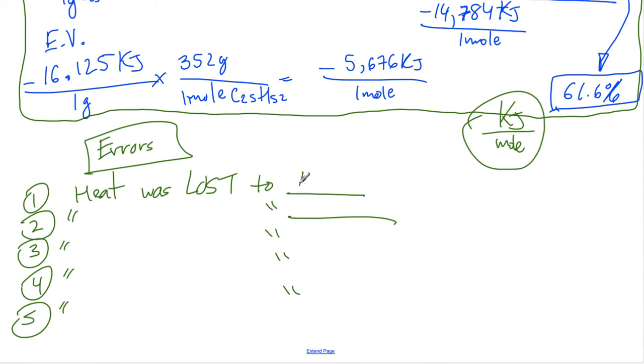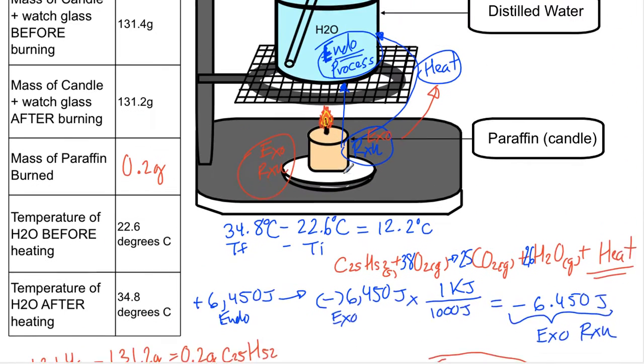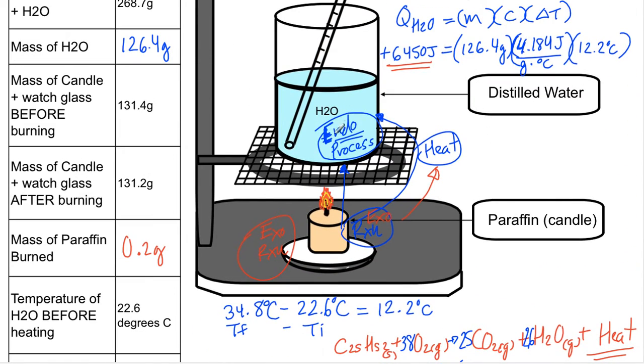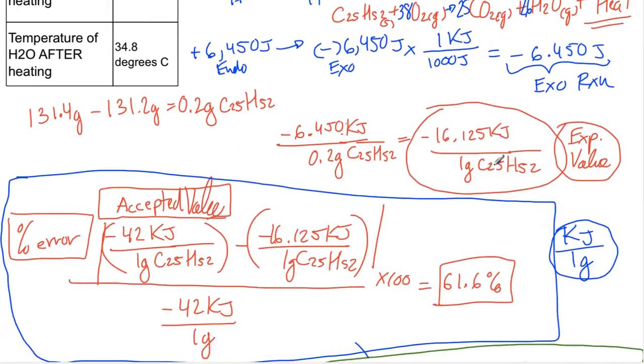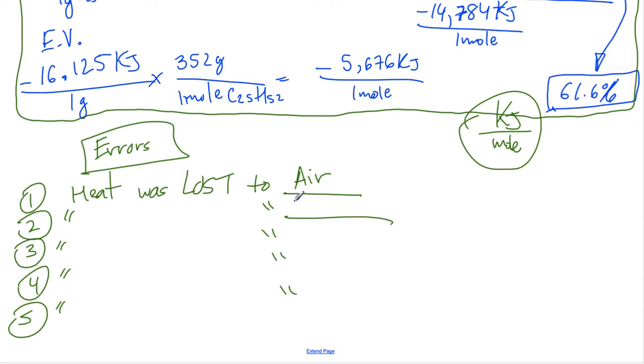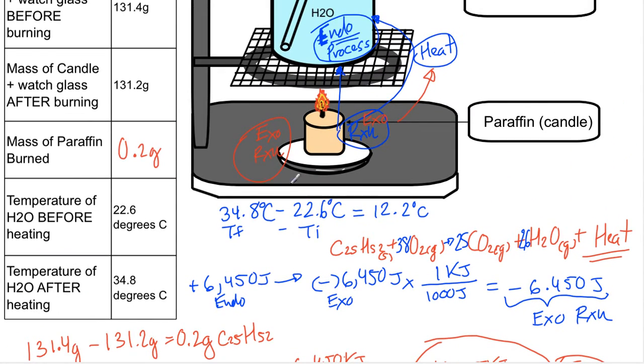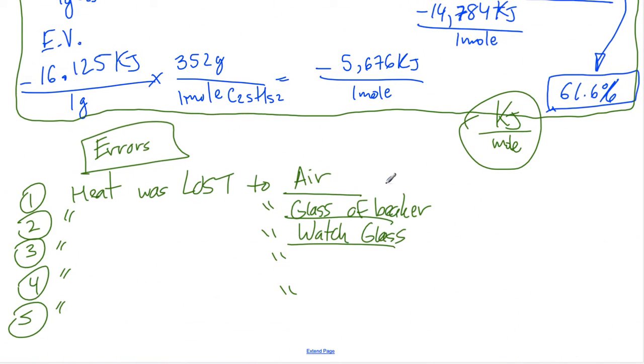So one place, obvious, is the air. When you look up here, you're saying, well, the heat wasn't going right into this water. Some of the heat went off into the air. So you lost energy from the reaction. Where else did the heat go? It went into the glass of the beaker. That was a place. Where else did it go? It went into the watch glass. The watch glass was that little piece of glass that the candle was sitting on up here. Heat went into that. Where else did it go?